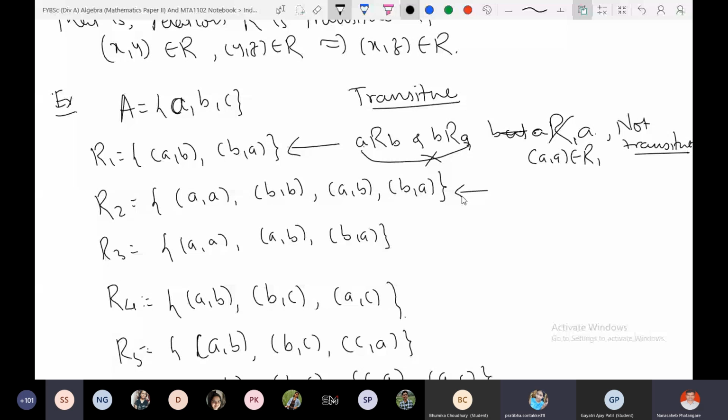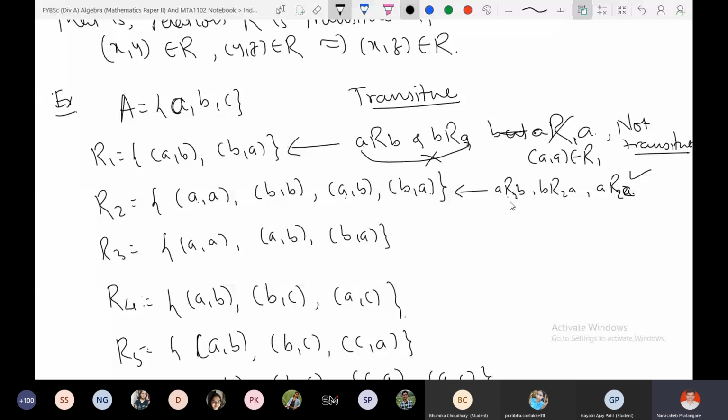You check. It's transitive, sir. So A is related to A, B related to B. A is related to B and B is related to A, right? You need to check all the possibilities. So A is related to B, B is related to A, and ultimately the pair (A, A) is also there with respect to this relation. So for this pair it is fine.